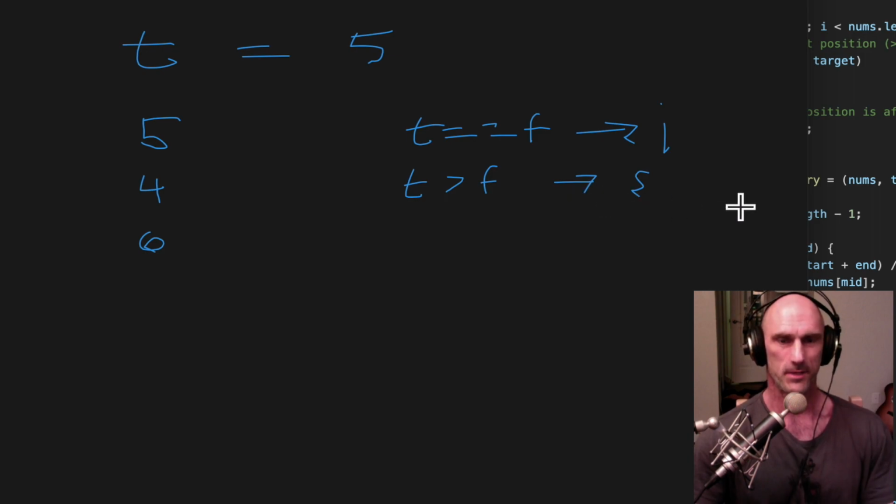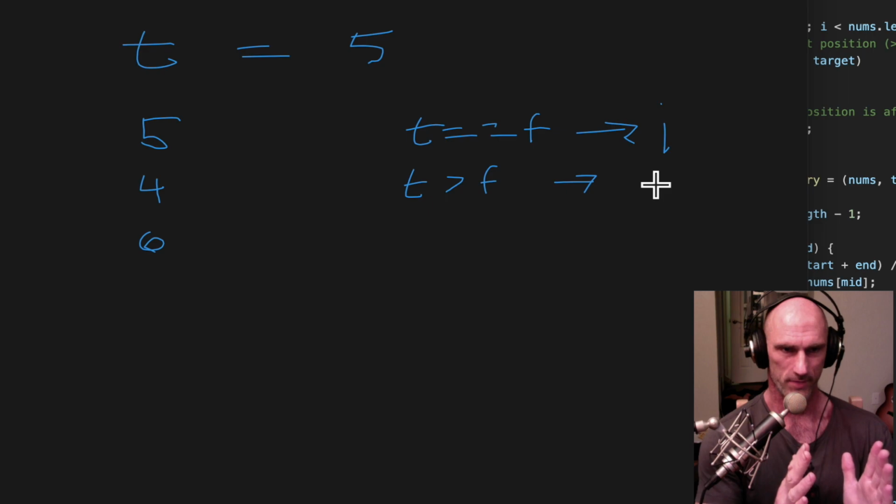So end becomes negative 1. Start is less than end. Wait a second, now I'm thinking here. The target is greater than found. We have to increase start, not decrease end. That's where I had a mistake. So we have to increase start, right? Because target is greater than the found at the mid index.